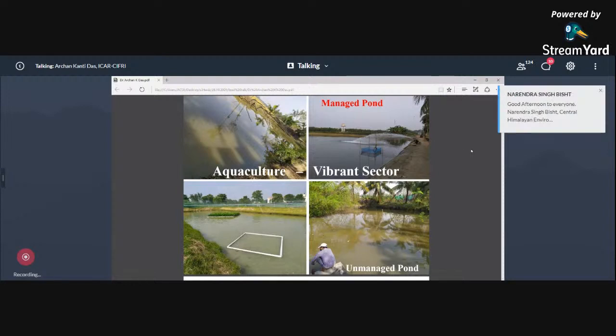Now, the system comes to managing the pond. This is a pond managed system. The irrigation-centered farmers are well acquainted with this, and feeding.